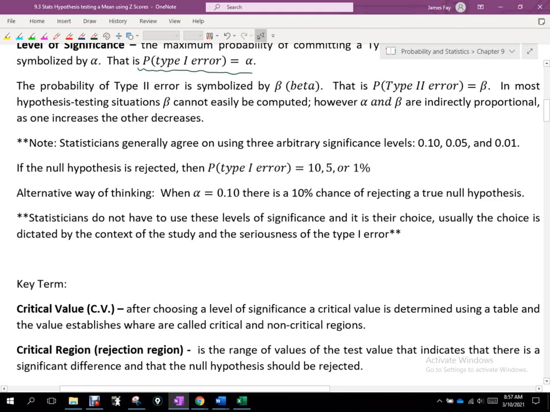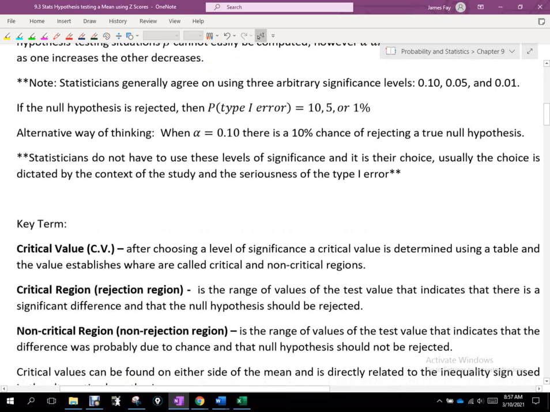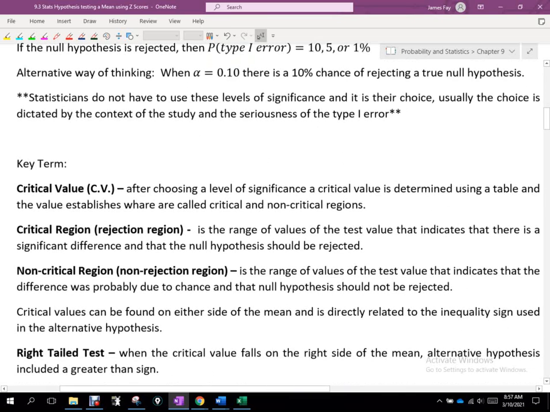So there's alternative ways of thinking. When alpha is 10%, there is a 10% chance of rejecting a true null hypothesis. That's what type 1 error is. Statisticians do not have to use these levels of significance, and it is their choice. Usually the choice is dictated by the context of the study and the seriousness of type 1 error. So they will go through and say, scenario-wise, how bad is type 1 error? If we were to commit type 1 error, does that put people in danger by them abiding by our research? That will help them decide what alpha to use.